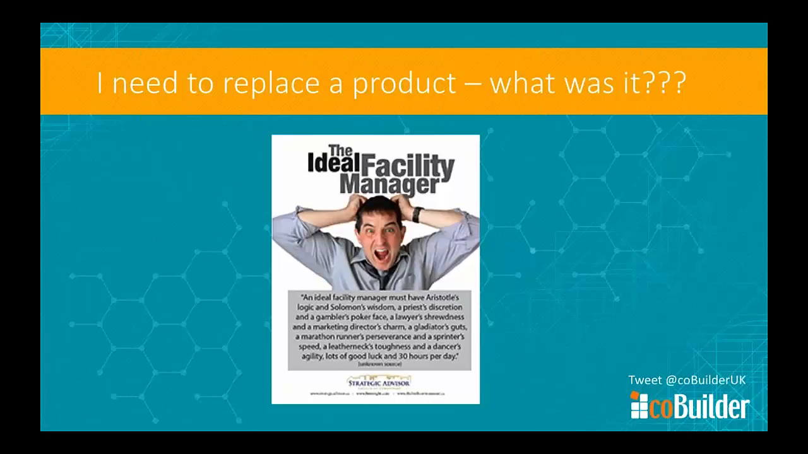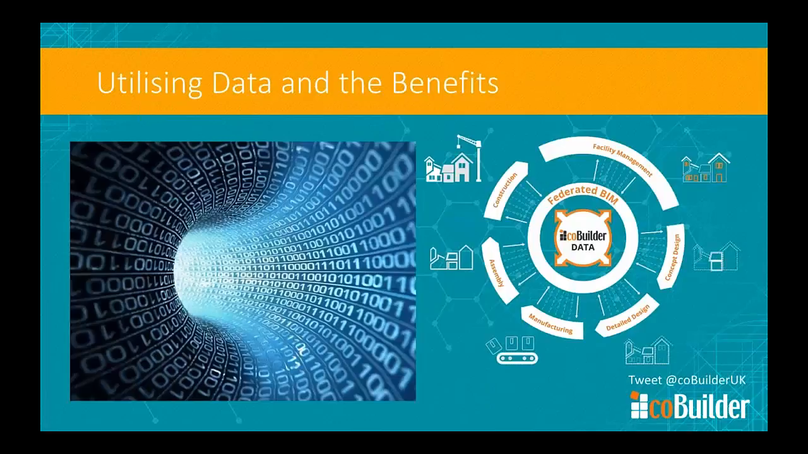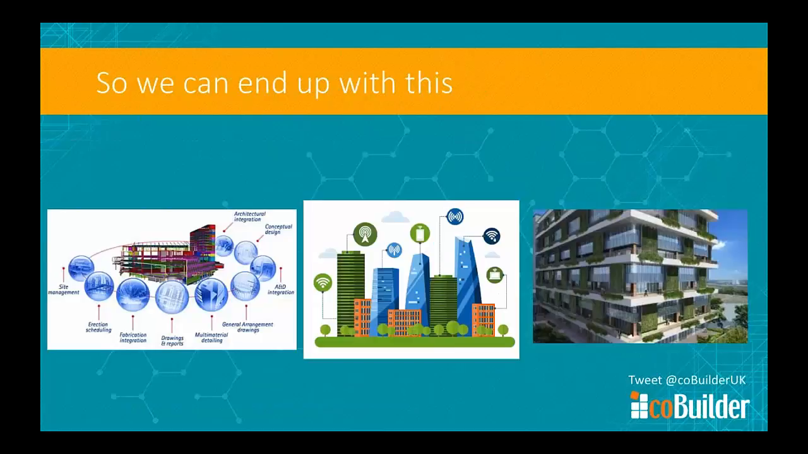So what I'm talking about is utilizing the data and the benefits thereof across the supply chain, as I've mentioned, but right through then to facilities management, asset management. So that when we've done it well, we can end up with this. We can end up with collaborative supply chains where we're using the information in a collaborative design manner, but also in the construction. And then we can end up with smart buildings and the building I first envisaged.